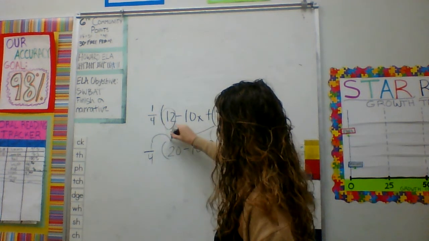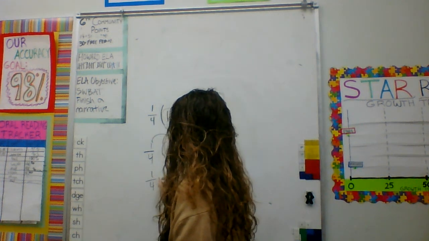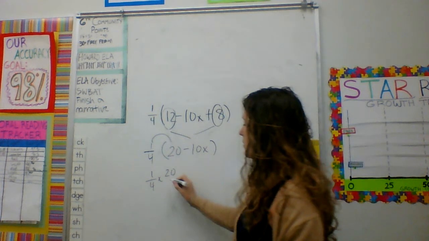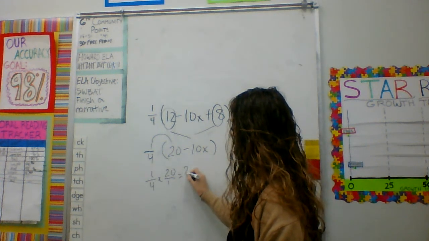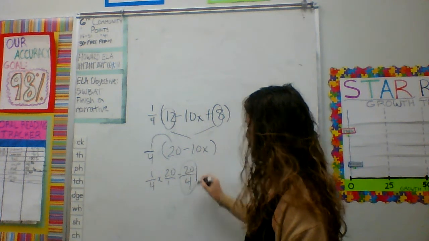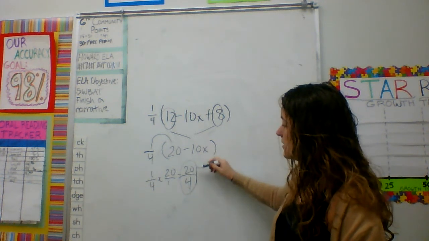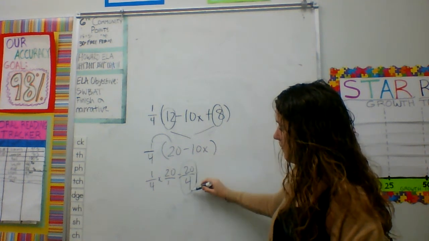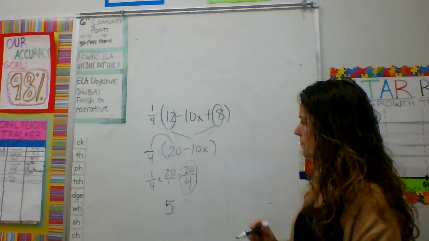Next I'm going to distribute 1/4 times 20. So I can write that as 1/4 times 20. And I can write whole numbers as a fraction over 1. 1 times 20 is 20. 4 times 1 is 4. I'm left with a fraction, 20 over 4. This fraction bar means to divide. So this is 20 divided by 4. 20 divided by 4 is 5. So 1/4 times 20 is 5.